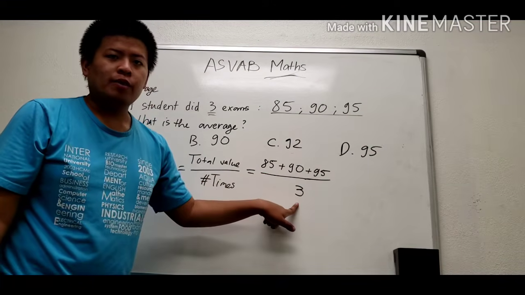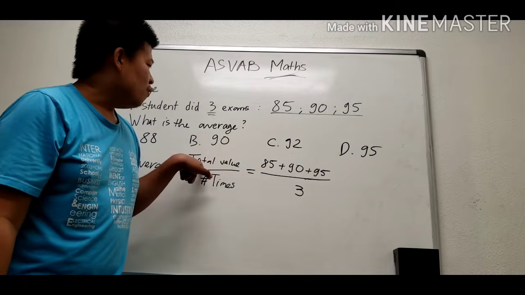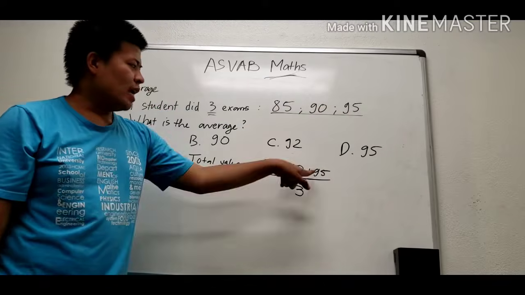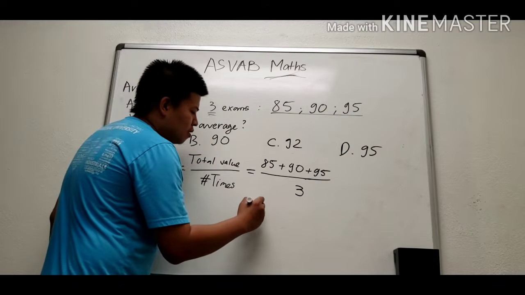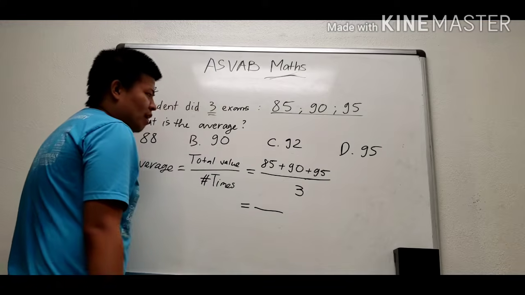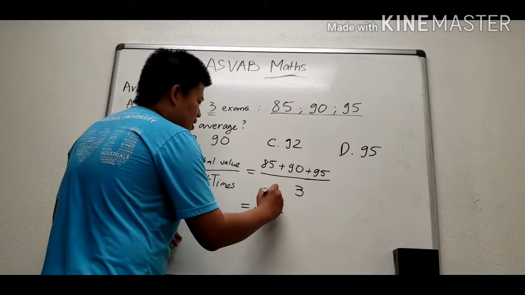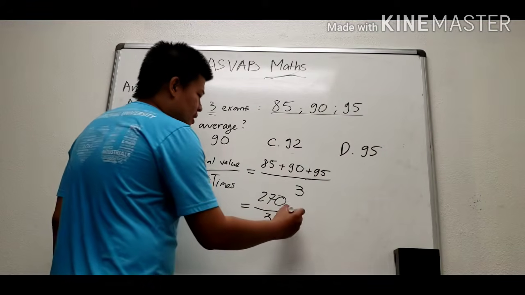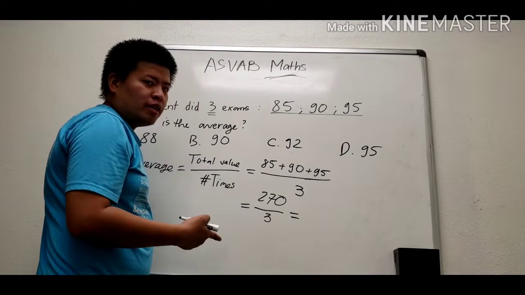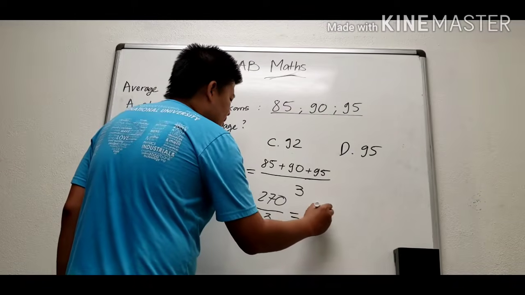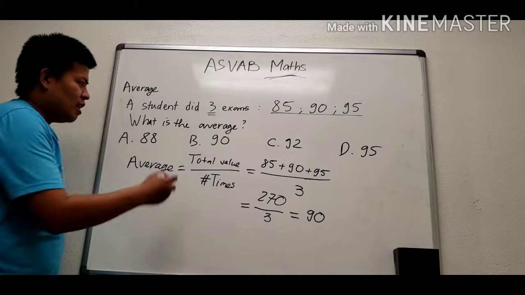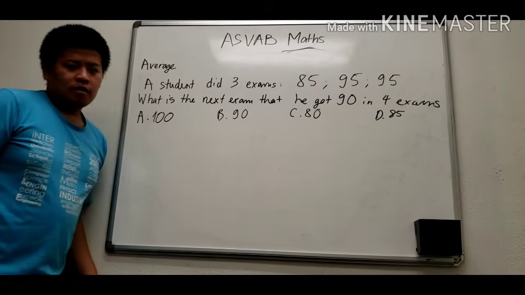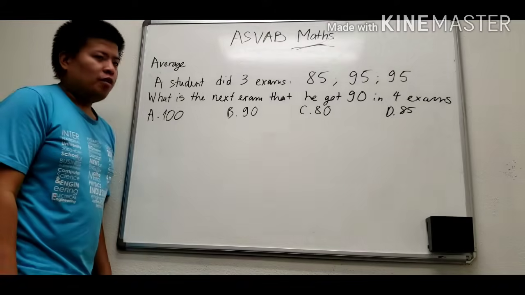So that we can divide by 3. And we have the total value. It means we have the number values in here, and we sum them together. So we have about 270 divided by 3. 270 divided by 3 is about 90. So that's the average in here, about 90. So the next one, let's talk about the average.